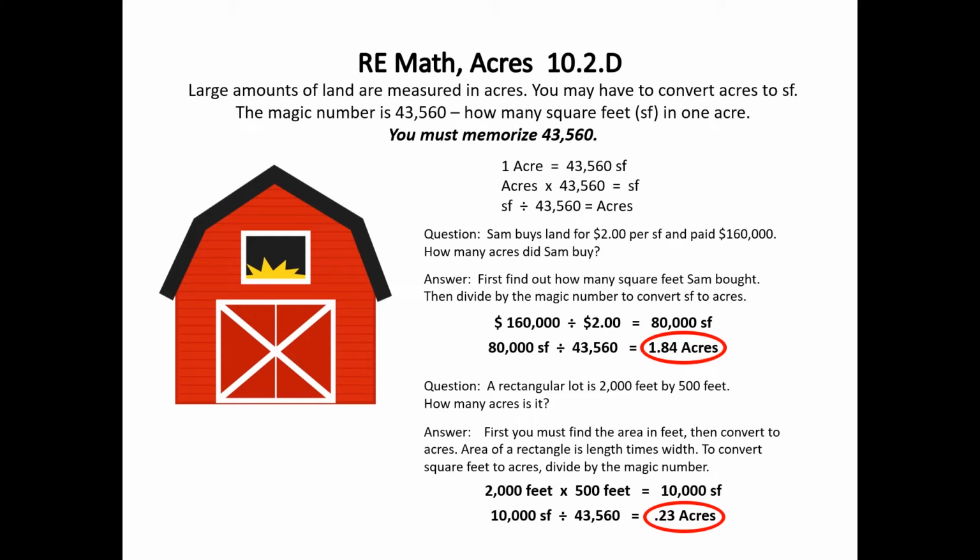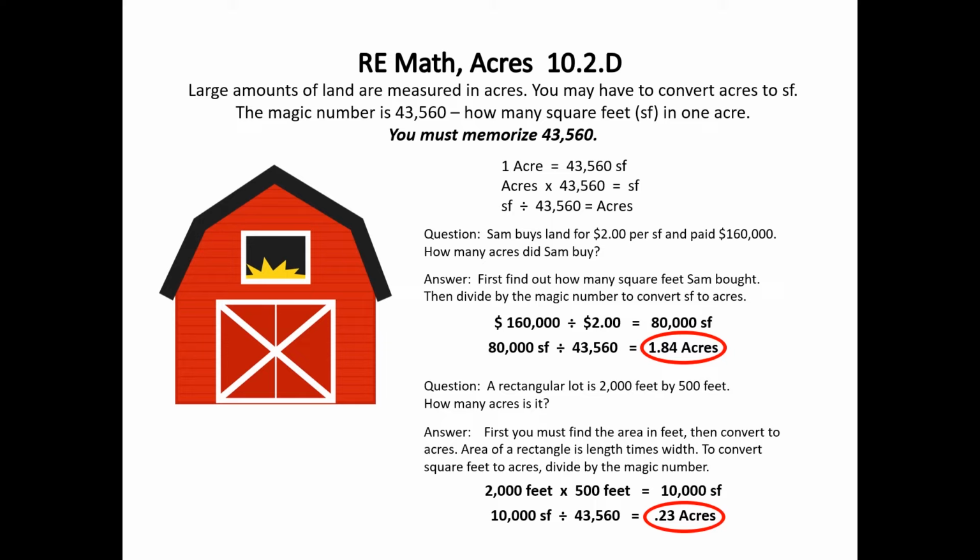Here's another question. A rectangular lot is 2,000 feet by 500 feet. How many acres is it? Answer. First, you must find the area in feet, then convert to acres. Area of a rectangle is length times width. To convert square feet to acres, divide by the magic number.